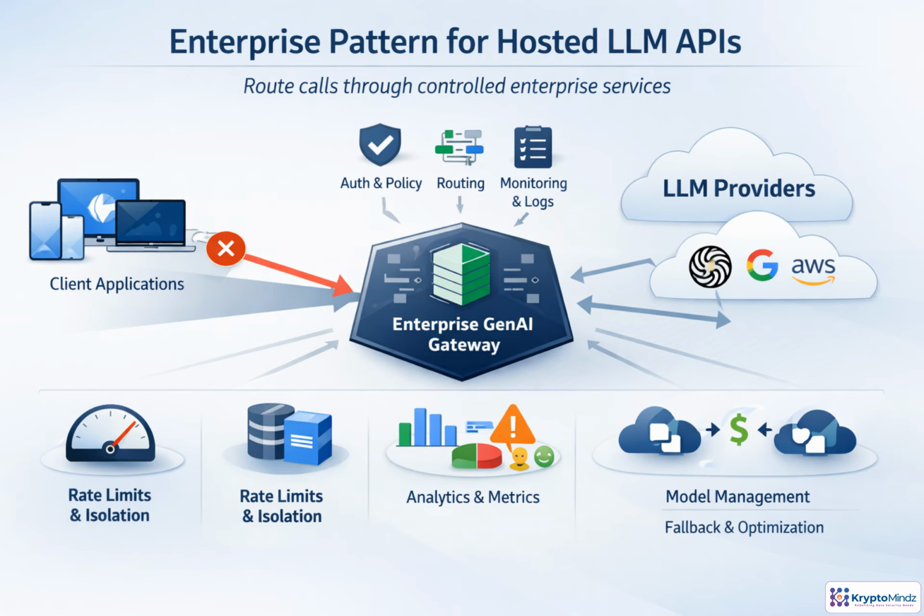In production, client apps should not call hosted models directly. Put an enterprise GenAI gateway or backend between applications and providers, so identity, authorization, routing, logging, and policy checks are enforced consistently. This control layer can apply rate limits, tenant isolation, approved prompt templates, model allow lists, and data loss prevention before anything reaches a provider. It also captures latency, token usage, errors, safety outcomes, and feedback. Just as important, it hides provider-specific APIs, so teams can switch models, fail over, optimize cost, or use multiple providers without rewriting every application.